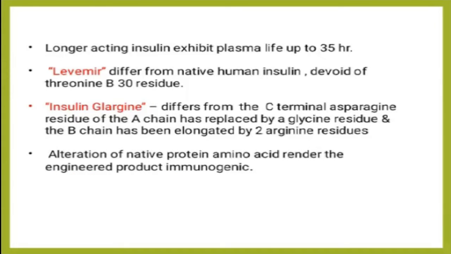Longer-acting insulins exhibit a plasma life of up to 35 hours. Levemir differs from native human insulin in being devoid of the threonine B30 residue. Insulin glargine differs in that the C-terminal asparagine residue of the A chain has been replaced by a glycine residue, and the B chain has been elongated by 2 arginine residues. Alteration of the native protein's amino acids can render the engineered product immunogenic.